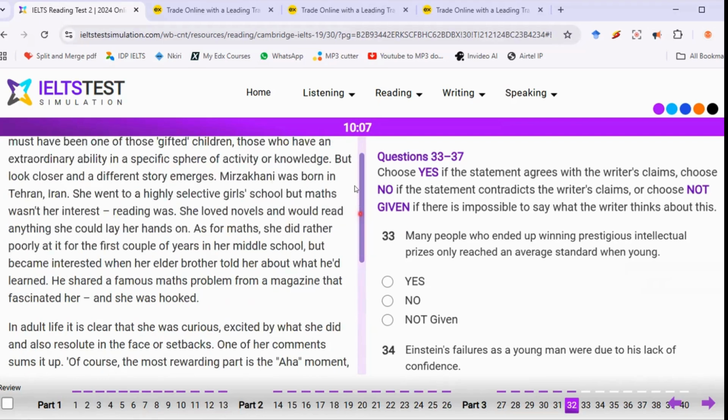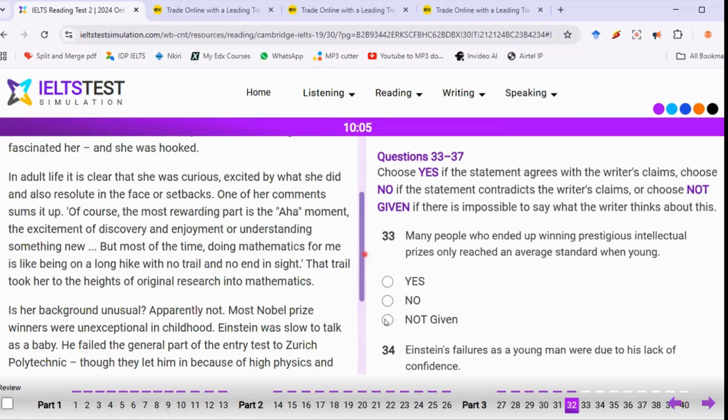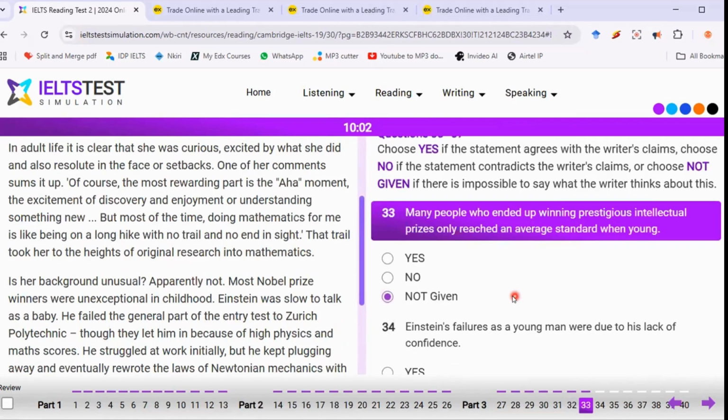I'm not sure the answer is here. So let me just pick "not given." Many people who ended up winning prestigious intellectual prizes.